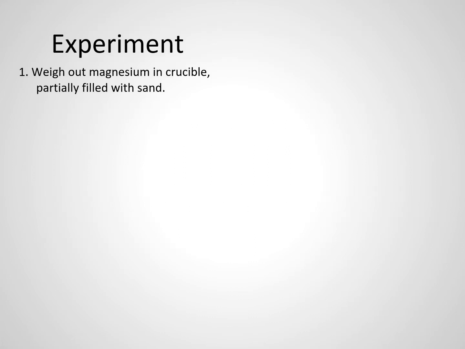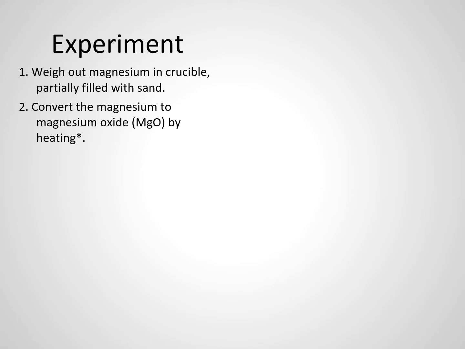So for this experiment, we're first going to weigh out some magnesium in a crucible that has some sand already in it. We'll then convert the magnesium to magnesium oxide by heating it with a Bunsen burner. So this will be our setup that you'll see in the video. We have our crucible on top of a clay triangle, and then underneath that we have our Bunsen burner. Notice how close the Bunsen burner is to the crucible.